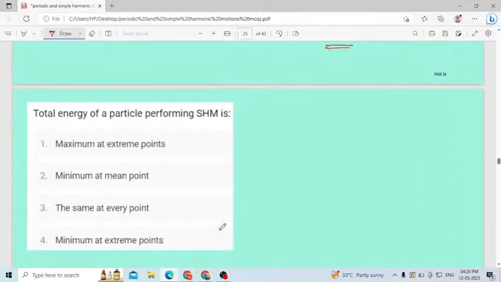Therefore, the correct answer for this question: only in the case of simple harmonic motion, not for periodic motion, the total energy of a particle performing simple harmonic motion is always the same at every point. Why? Because total energy is equal to the sum of kinetic energy plus potential energy. This sum is always constant. Why is the energy always constant?